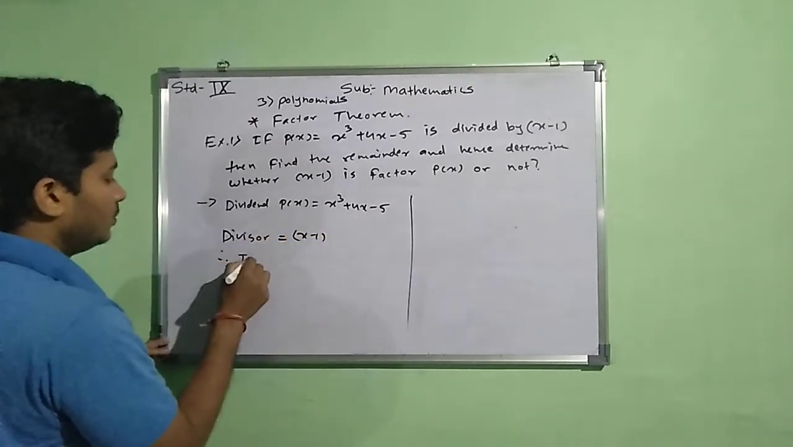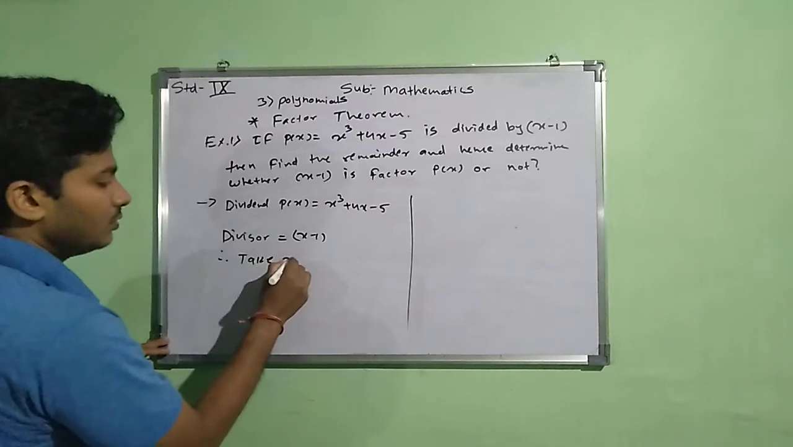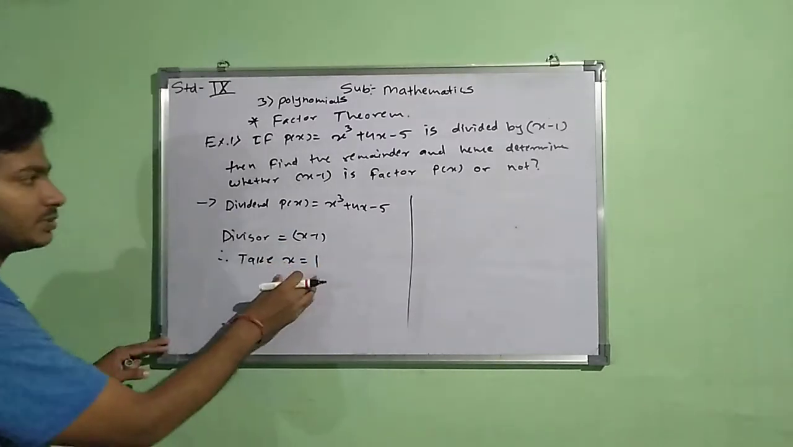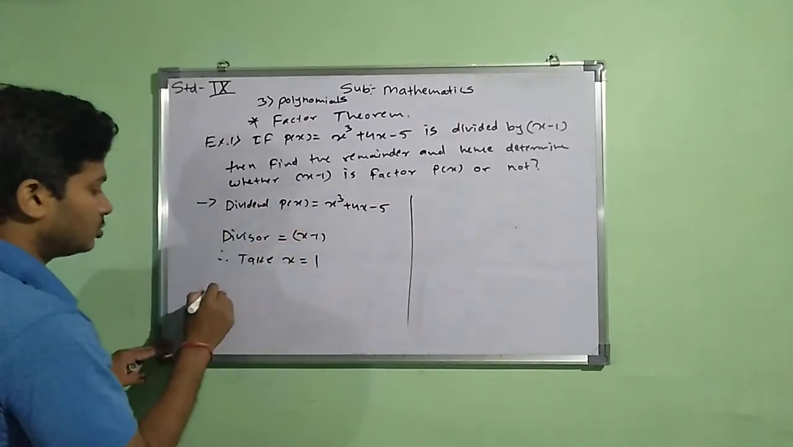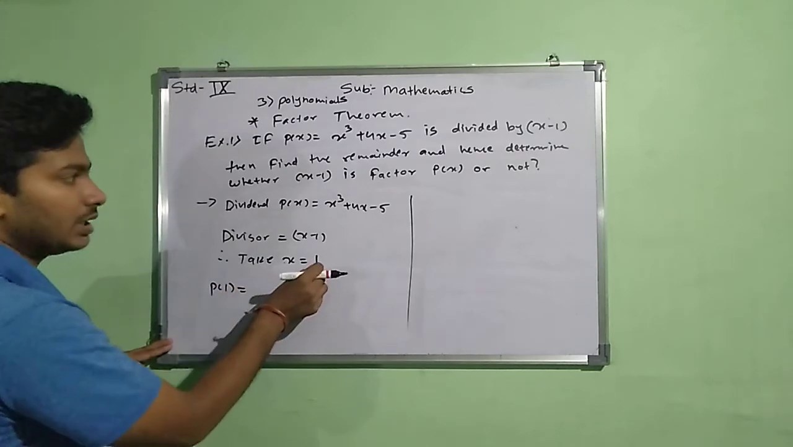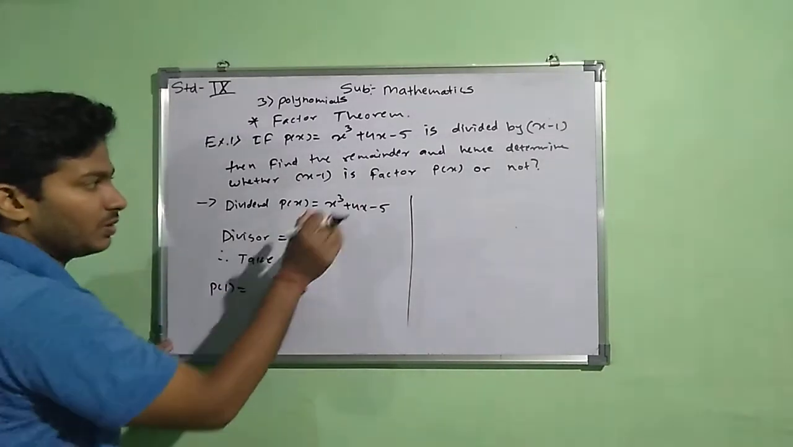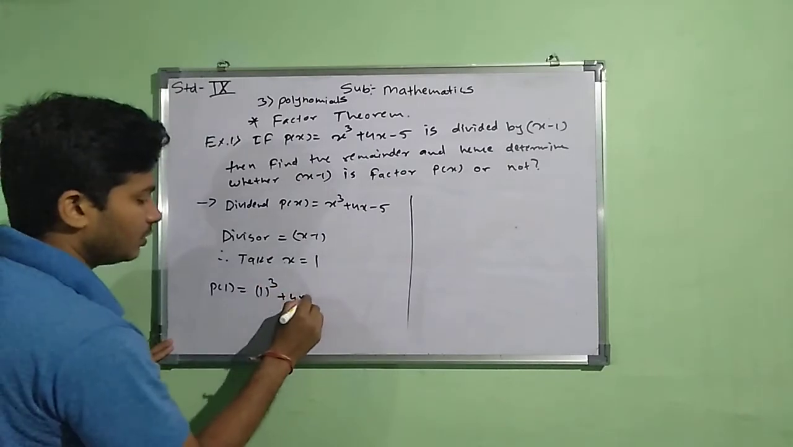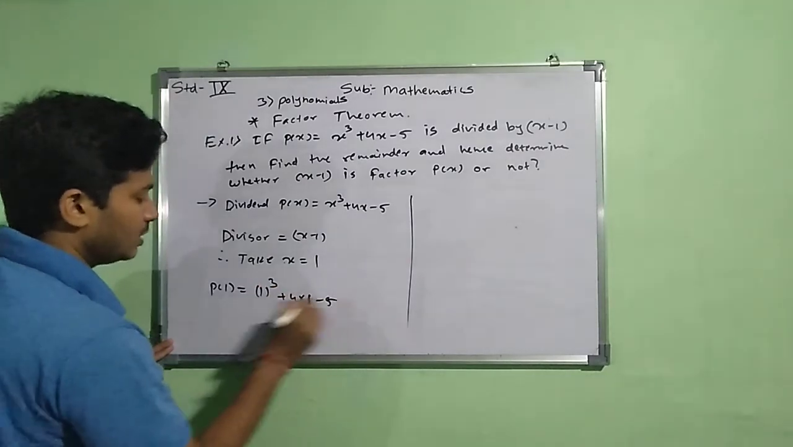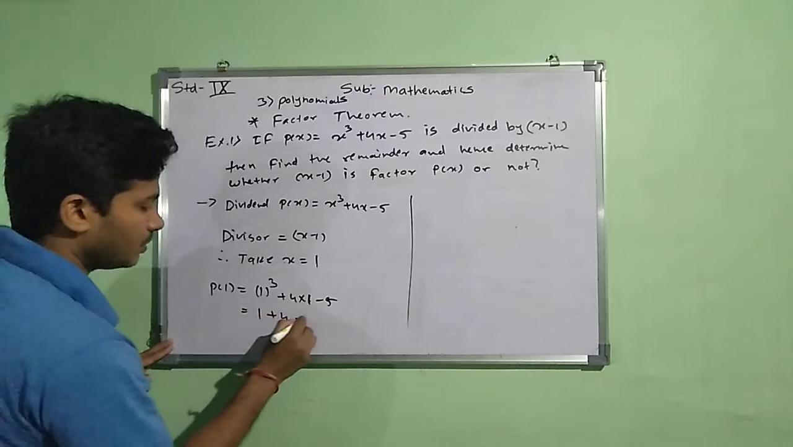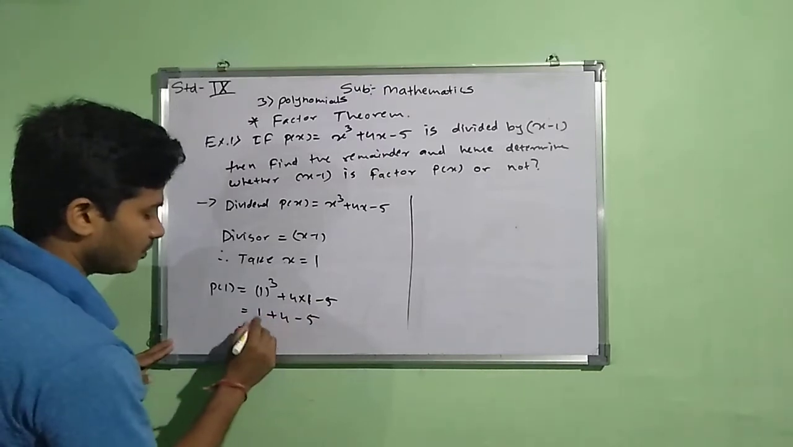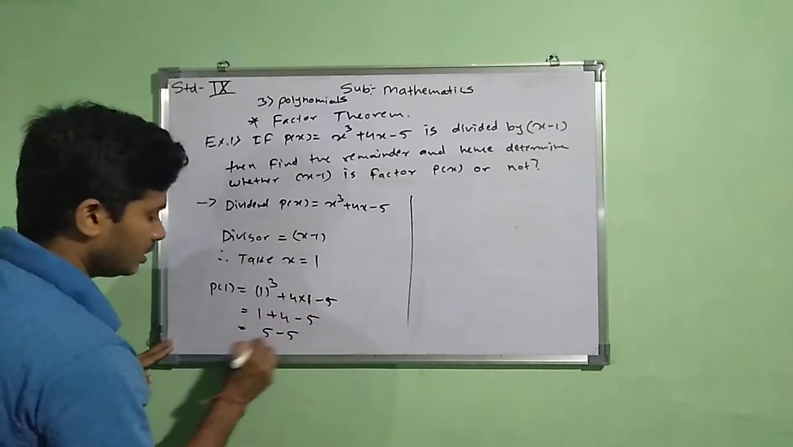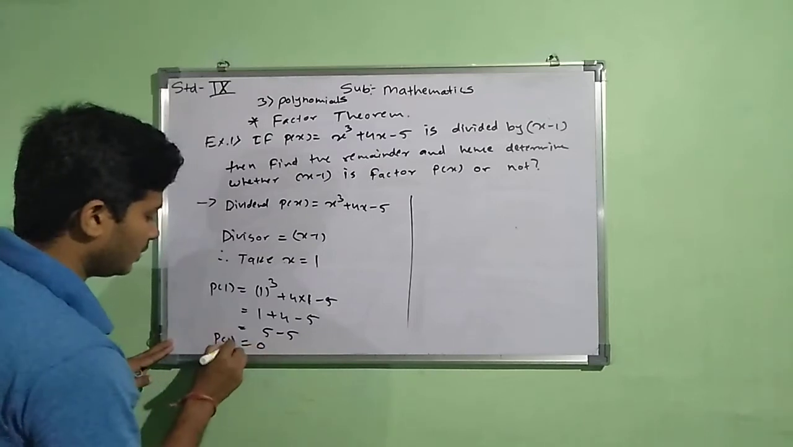Therefore, we will take the opposite of that, we will take x is equal to 1, and now we will substitute that value in our given polynomial. So p of 1 is equal to, now we will substitute that 1 inside our given polynomial wherever we see x. So 1 cube plus 4 into 1 minus 5. So 1 cube is 1 plus 4 minus 5. So 1 plus 5 minus 5 which is equal to 0. Here we got p of 1 as 0.